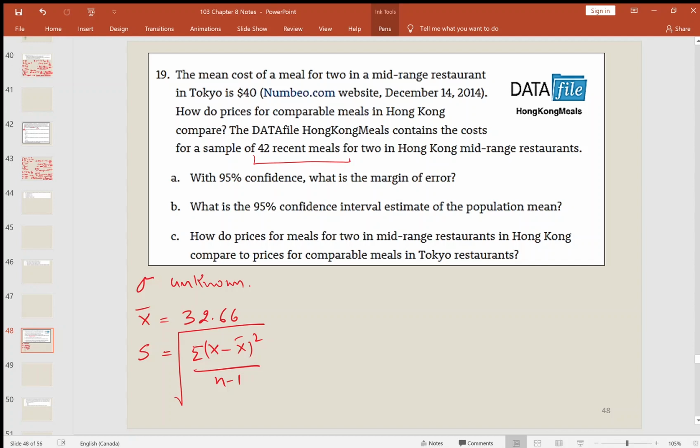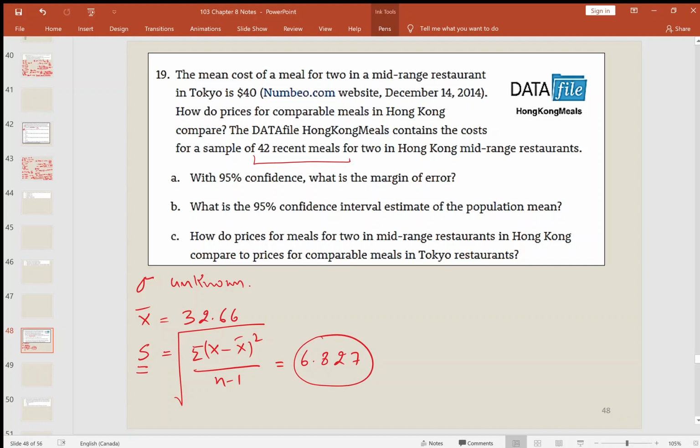So that's the sample standard deviation. You can do these calculations in Excel, or you can do them by hand. For 42, that would be too much to do by hand, but if you have a smaller sample size, you could probably do it by hand. But Excel does it for you. Remember this is a sample standard deviation. If you use the sample standard deviation formula in Excel, you will find that S comes to 6.827. So that's the sample standard deviation, and the mean is 32.66 for Hong Kong.